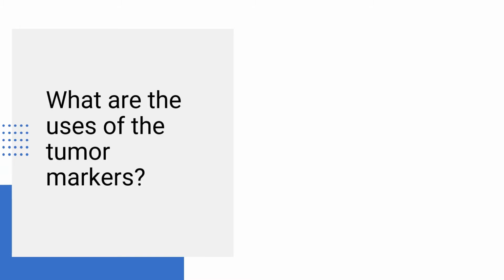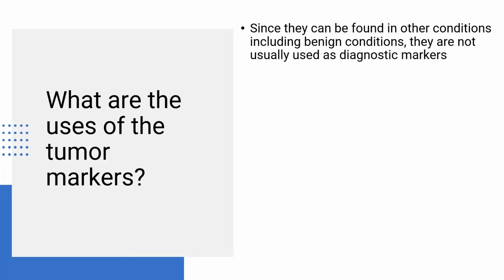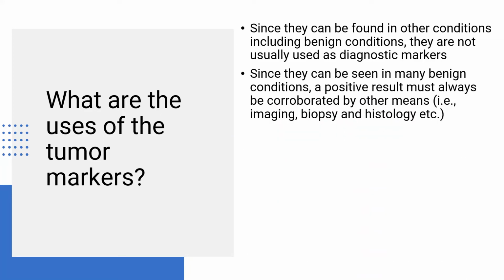What are the uses of the tumor markers? Tumor markers can also be found in other benign conditions. For that reason, you can't use them as diagnostic markers. Since they can be found in other conditions, including benign conditions, a positive result must always be confirmed by other test methods, maybe by imaging or biopsy and histology. So we have to confirm tumor marker result by a confirmatory test.